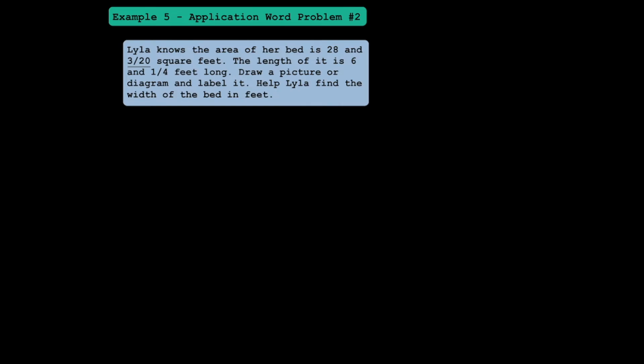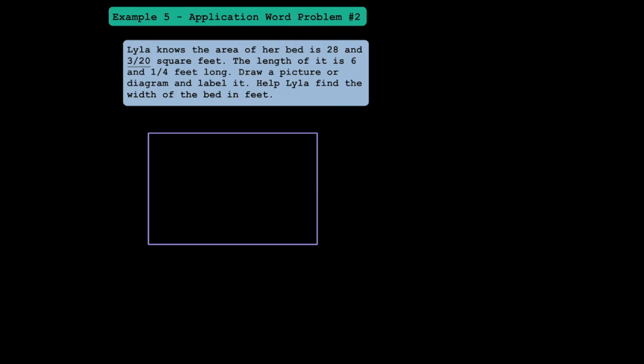Example 5, we're going to try one more application word problem. Lila knows that the area of her bed is 28 3/20 square feet. The length of it is 6 1/4 feet long. Draw a picture or diagram and label it. Help Lila find the width of her bed in feet.